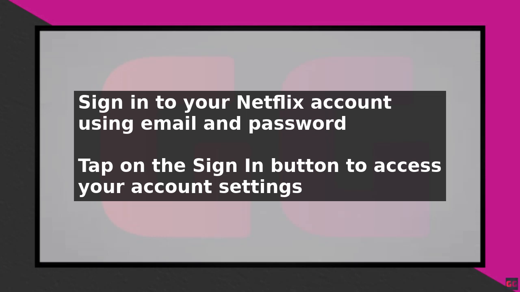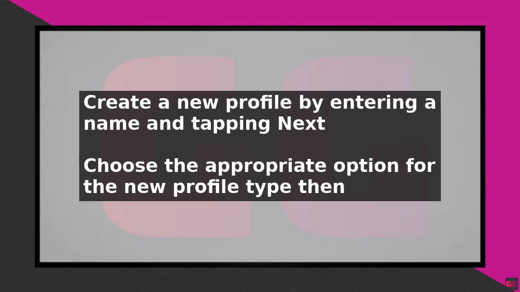You will be asked to create a new profile by entering a name for the profile. Enter a name for the new profile and tap on the Next button. You will then be asked if the new profile is for a kid, which determines the content restrictions and viewing options for that profile. Choose the appropriate option and tap on the Save button to create the new profile.